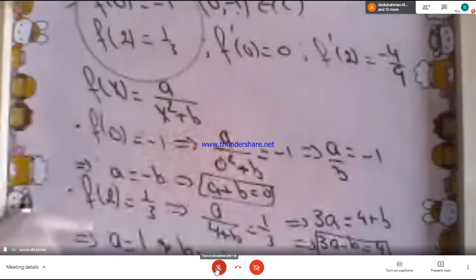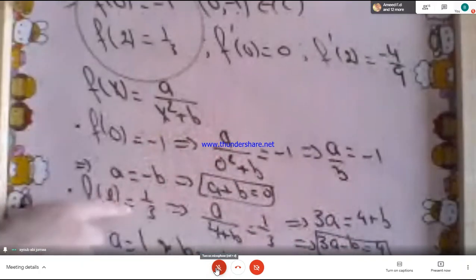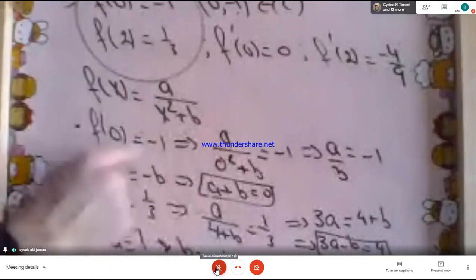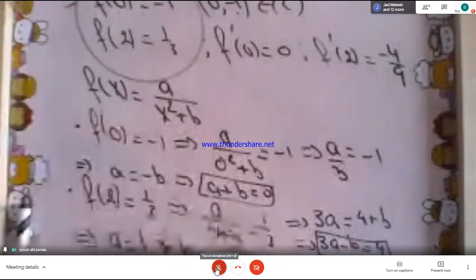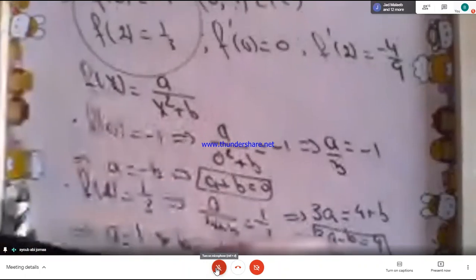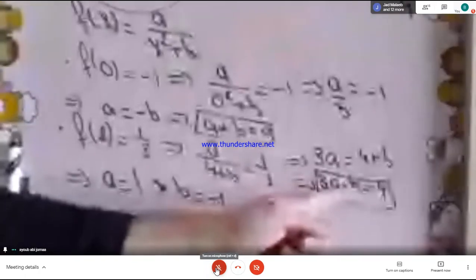The second information, f of 2 is 1 over 3. Then, replace x by 2, a over 4 plus b is equal to 1 over 3. Again, cross product, you get another equation with a and b.